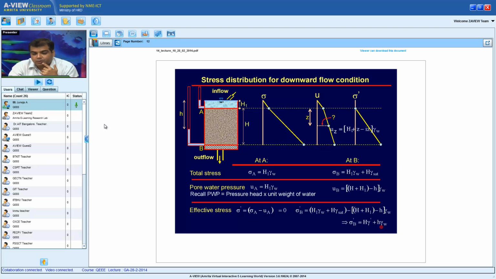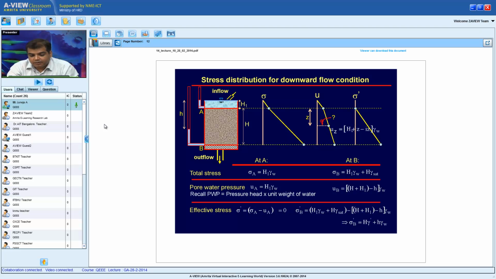If I divide this small h by capital H, it becomes my hydraulic gradient. Because I have divided by capital H, I need to multiply by capital H as well. So I get hydraulic gradient times the capital H, which is over here. I times Z, so it's the depth I'm looking at. This was at the bottom.